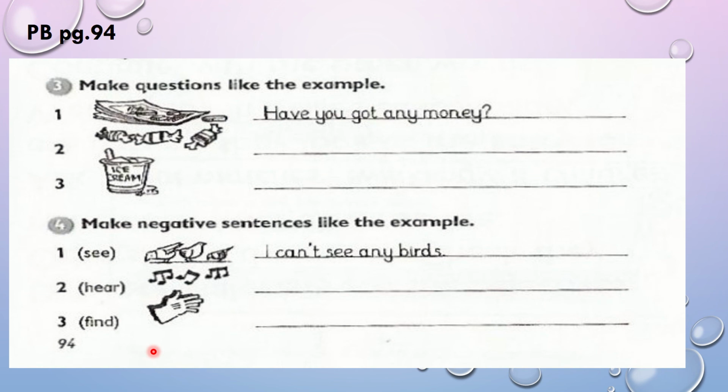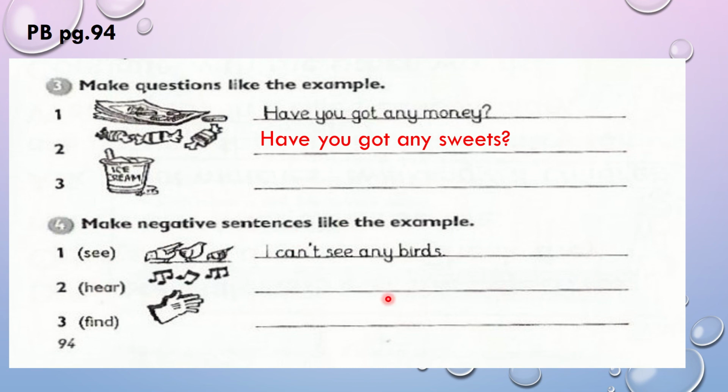Let's have a look at question number 3. Make questions like the example. Have you got any money? Number 2, what can you see? We can see some sweets or some candy. Have you got any sweets? Let's ask somebody if they have got any ice cream. Write question 3 by yourself.